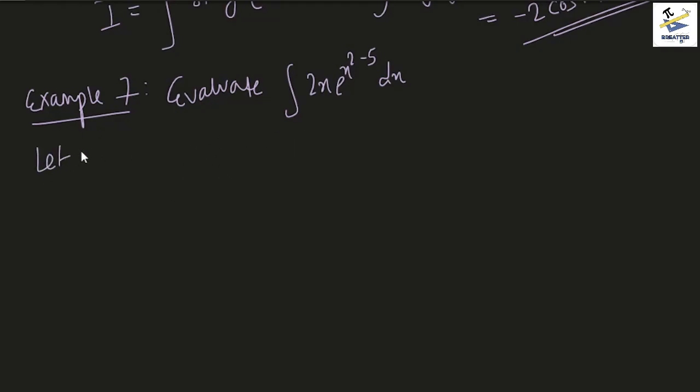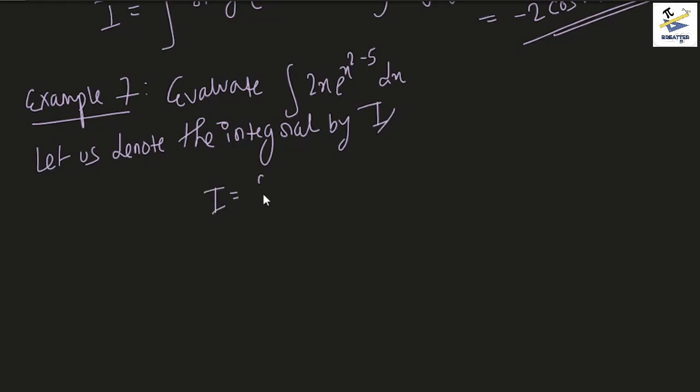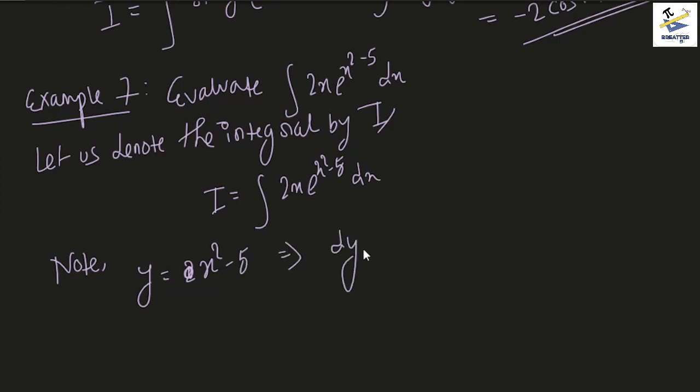So let us denote the integral by I, so that I is equal to the integral of 2x e to the power x square minus 5 dx. Note that in this integral, since the derivative of x square minus 5 is just 2x, what we can do is let y equal x square minus 5, which gives us dy equals 2x dx, right?